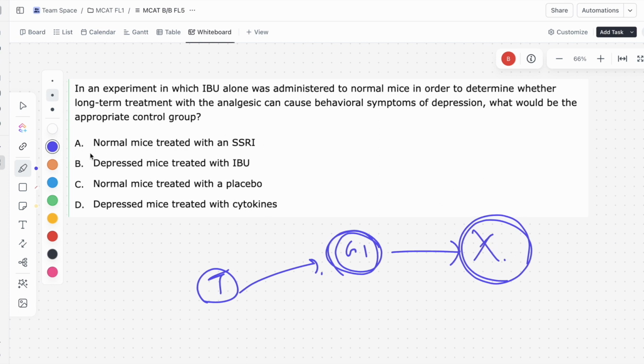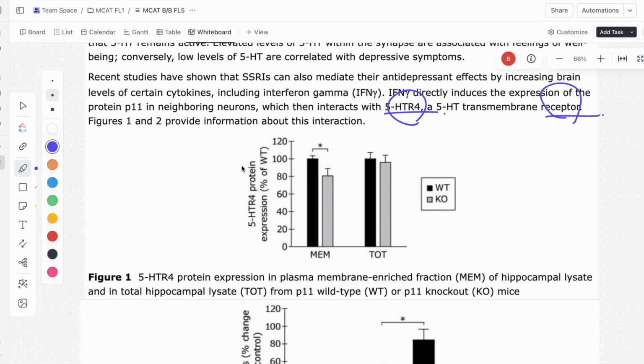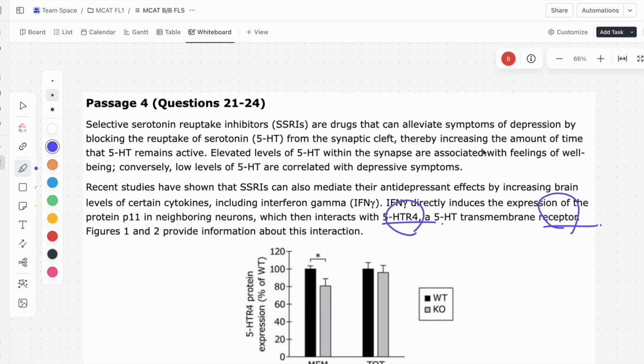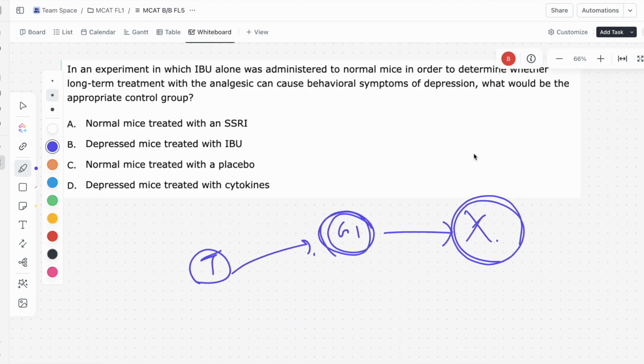Let's look at the answer choices here. It says normal mice treated with an SSRI, right? So SSRIs, we know that those are the antidepressants, as it says in the passage. They help alleviate symptoms of depression. So if we take a group, we give them SSRIs, well, we're pretty certain they're not going to be depressed, right?